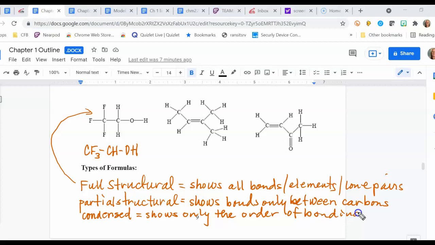So the order of bonding in this case would be written as CF3CHOH, and that is a condensed structural formula, just like this, with of course this being our partial structural formula.